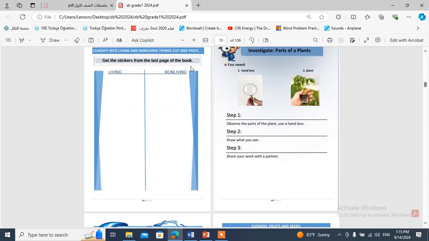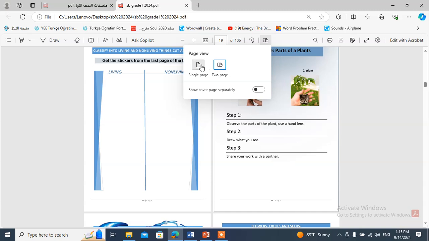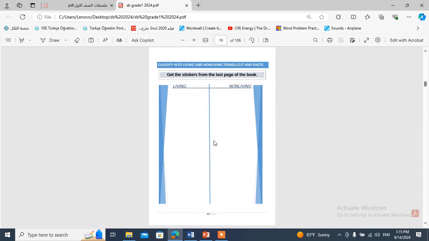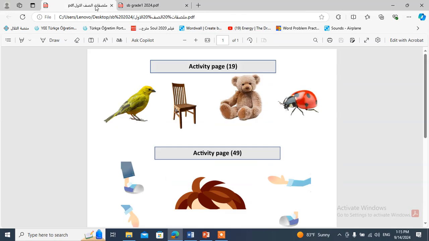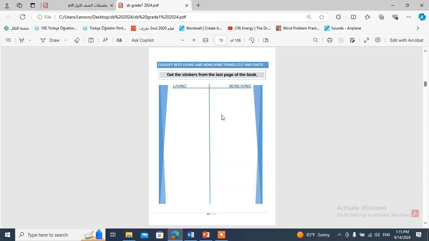Now, in this exercise here, classify into living and non-living things, cut and paste, get the stickers from the last page. You'll see in your book that you have these stickers on the last page, activity page 19. So you're going to take these things and paste them on the right spot, on the right place. If it's a living thing, you're going to put it here. If it's a non-living thing, you're going to put it here.